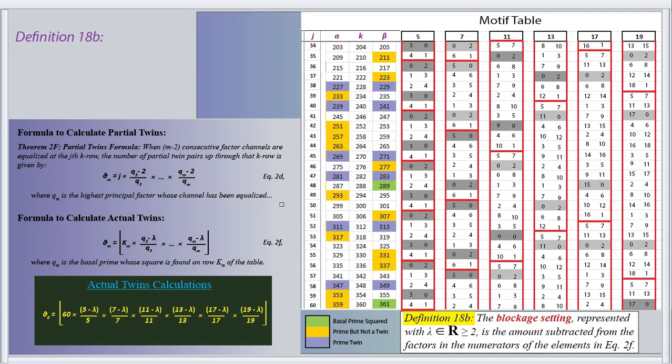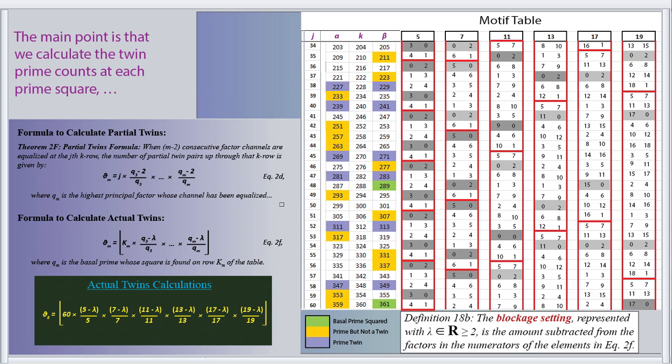Definition 18b. The blockage setting, represented with lambda, a member of the set of real numbers greater than or equal to 2, is the amount subtracted from the factors in the numerators of the elements in equation 2f. The blockage setting reflects the blockages per motif for a given factor. Now we learned in Theorem 2f partial twins formula that when motifs are equalized at the bottom, setting lambda to 2 will give a perfect count of the partial twins for the equalized factor channels. Unfortunately, the situation is not so simple when the factor channels are not equalized as in this table.